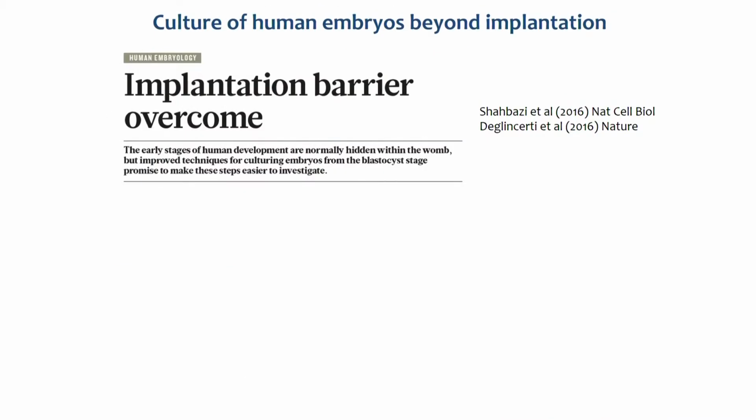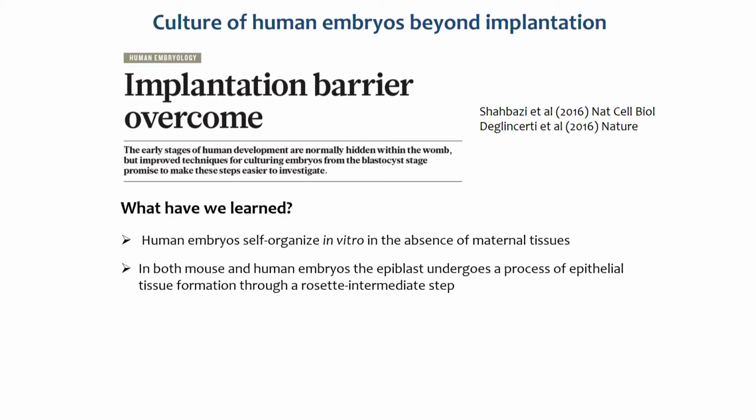So in summary, we have been able to culture human embryos beyond the implantation barrier. And by doing that, we have learned that human embryos have this remarkable self-organizing capacity. They are able to do all these beautiful transformations in the absence of maternal tissues. And we have also learned that in both mouse and human embryos, the epiblast undergoes this process of epithelial tissue formation by making a rosette.